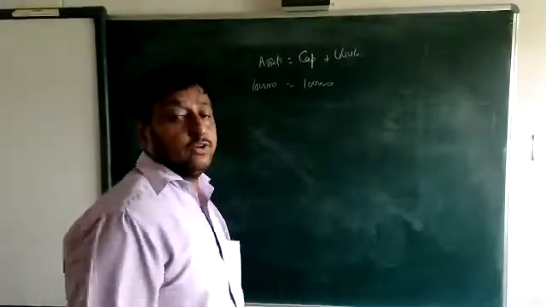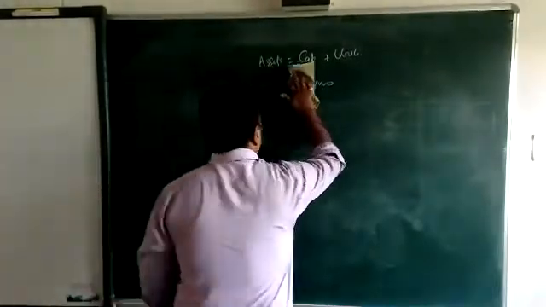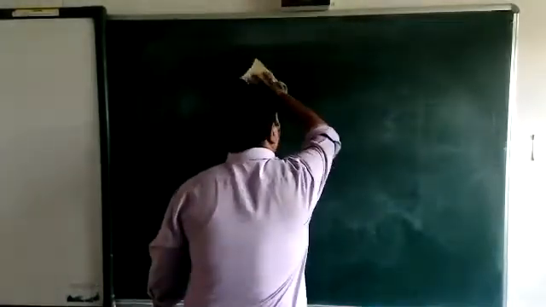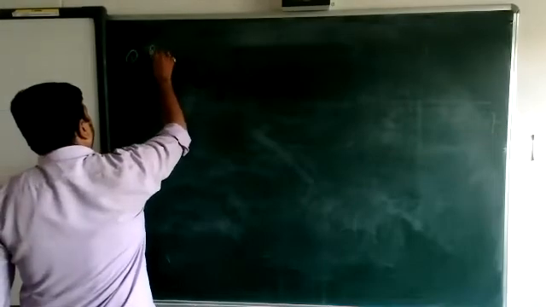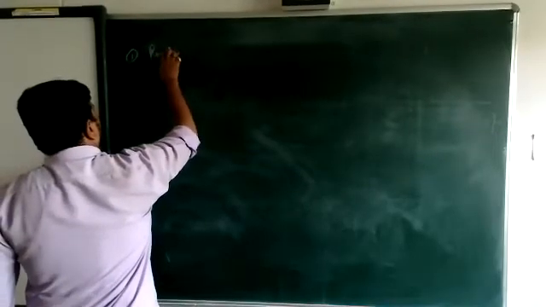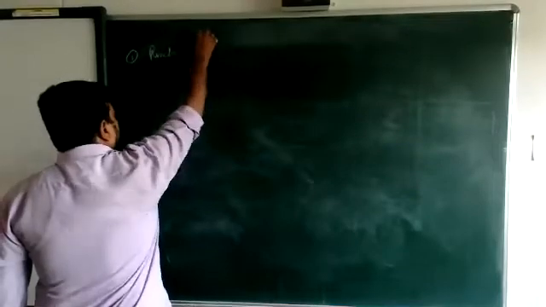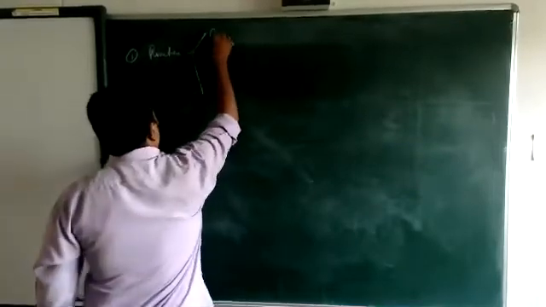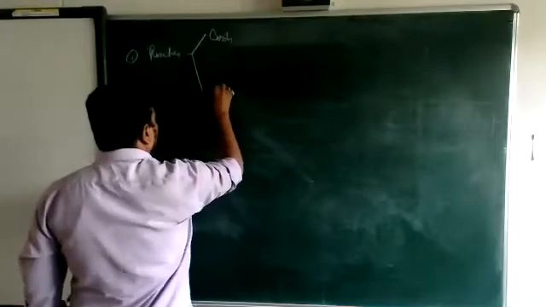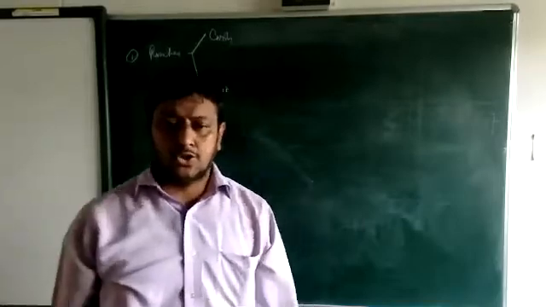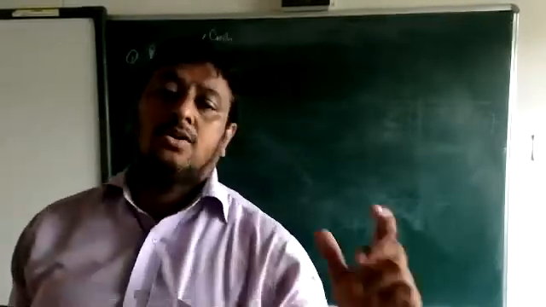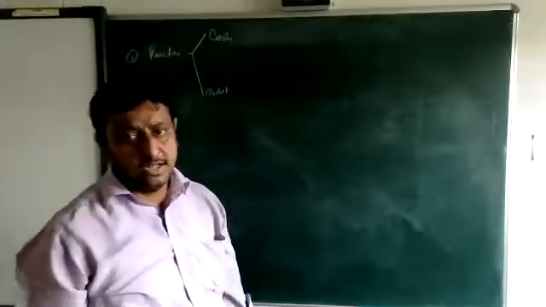Now we are going to see some transactions which are affecting the sides, assets and liabilities. First, we are talking about purchase. Purchase is in two ways, cash and credit. If you are going to purchase, two ways you can purchase: one is cash and second is credit basis.